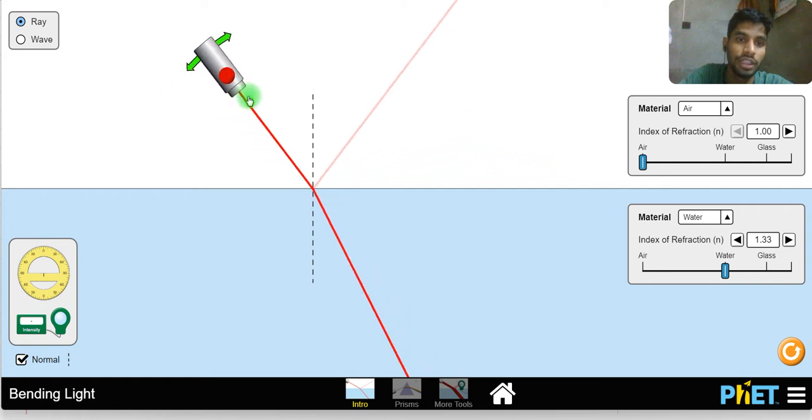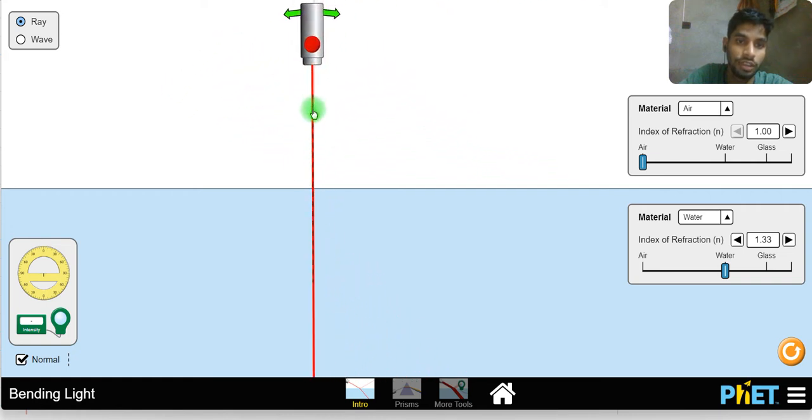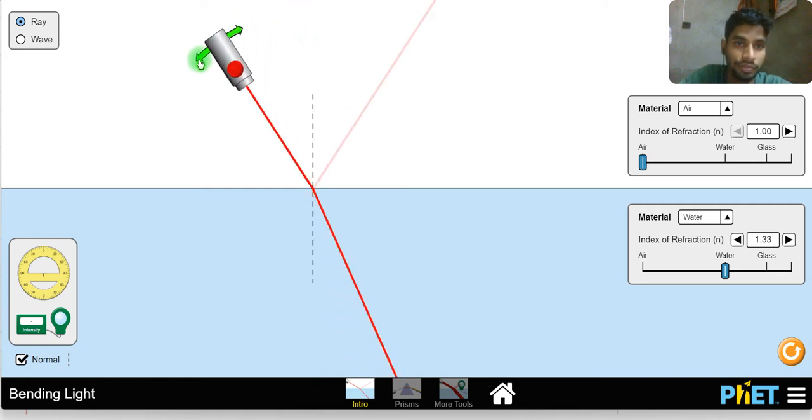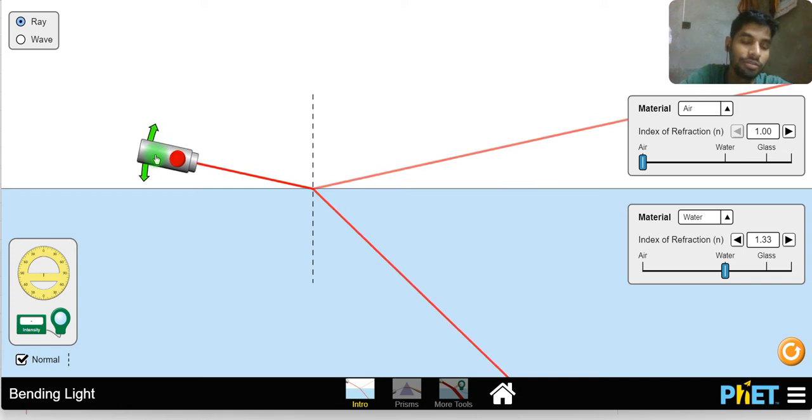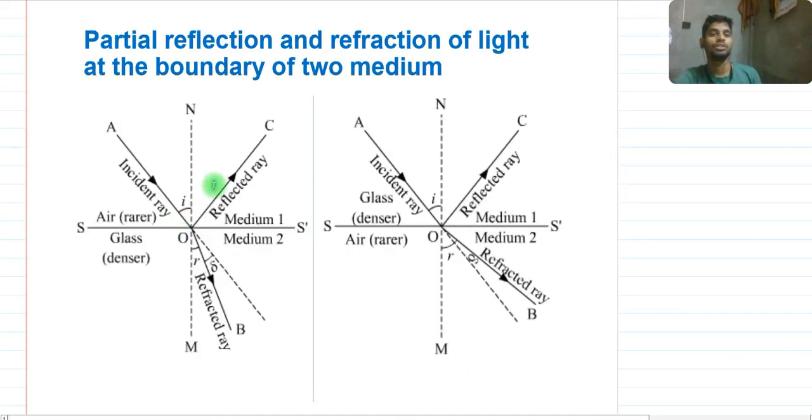For normal incidence, you see light is not bending in any direction, it is normally incident here. Here the angle of incidence and angle of reflection are the same and are 0 degrees. For oblique incidence, if we increase the angle of incidence, the intensity of the reflected beam increases and the intensity of the refracted beam decreases. Moving to our main part, this is called partial refraction, meaning part of the light is reflected and part of the light is refracted.